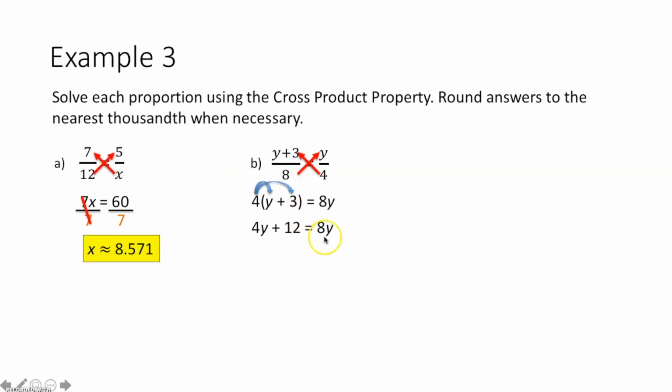Now we're going to move variables to the left. So I'm going to subtract 8y from both sides because it's positive 8y. Just move it over here. I do the opposite, the inverse. I subtract 8y from both sides. These cancel each other out, and then 4y minus 8y gives me negative 4y.